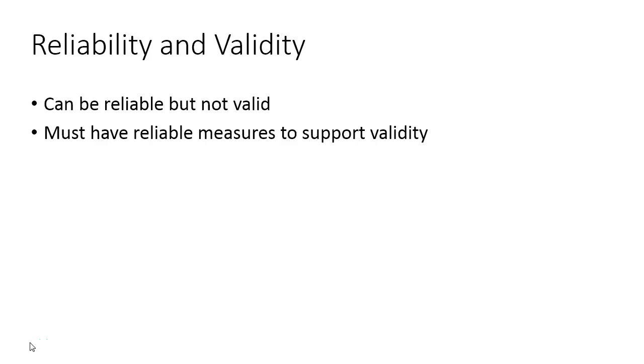Reliability and validity are both important, but it's important to recognize that you can have a reliable measure that's not valid. So let's say we're measuring infants upon birth, and the scale that we're using is 5 ounces short. So every time an infant is measured, they're 5 ounces lighter than they really are. So the scale is consistently 5 ounces short, but it's obviously then not giving us a valid measure. And so what this means is we must have reliable measures in order to support validity.